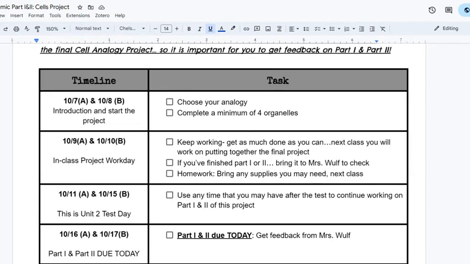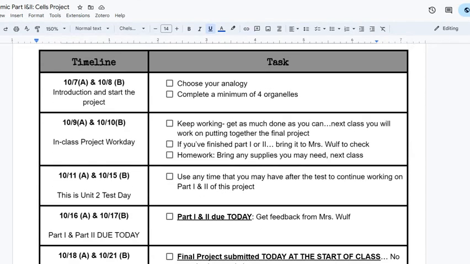So again, timeline. Today is the 9th. I didn't introduce it last class because I'm trying to separate it from the test just a little bit. I want you to focus on one thing at a time. Right now, the next most important thing coming up for you is going to be the test, right? So I did push this off just a little bit.